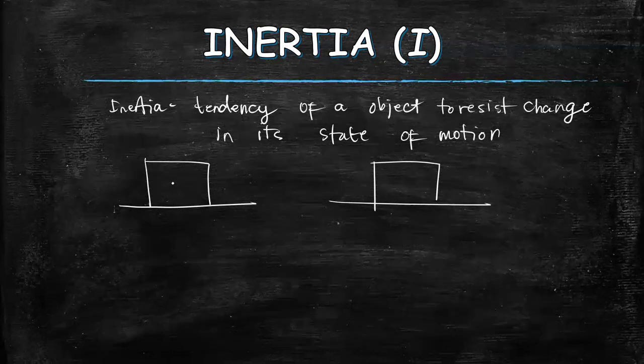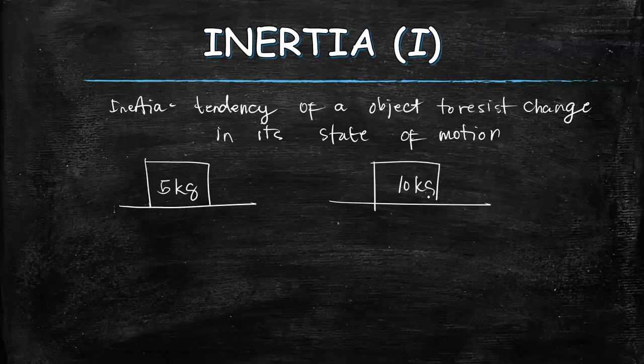For example, we have here two blocks. The first block weighs 5 kilograms. The second block weighs 10 kilograms. Which has a greater inertia? The greater inertia would be our second block because as the mass of the object increases, its inertia also increases. Its ability to resist change in its state of motion would also increase. So alam natin dito na same composition, same construction, different masses would create different values of inertia.